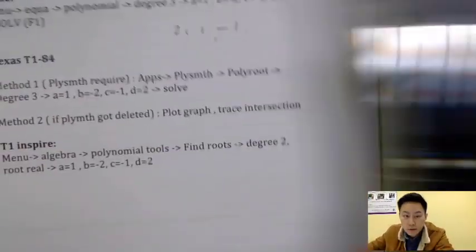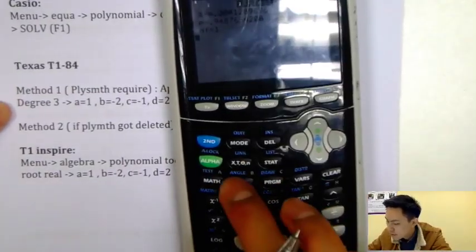But for the TI-Nspire, you need to make sure your GDC has the apps. Okay? You go to apps.